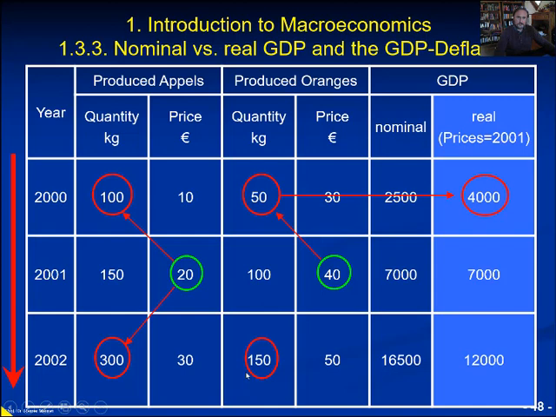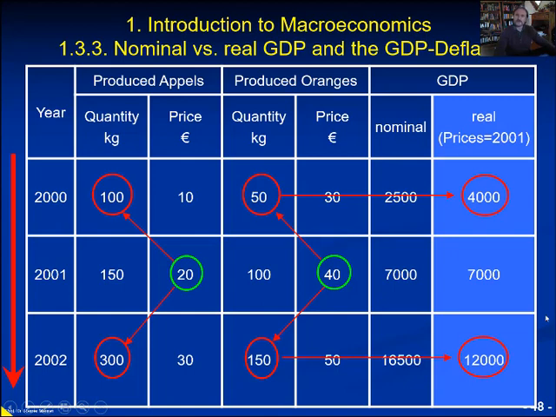Now, production of oranges was 150 kilogram times the price of oranges in the year 2001, 40 euro per kilogram, results in a gross value added also equal to 6,000 euro. So 6,000 euro plus 6,000 euro gives a number for real GDP equal to 12,000 euro. Okay, that is the way how we calculate real GDP according to the procedure just explained.